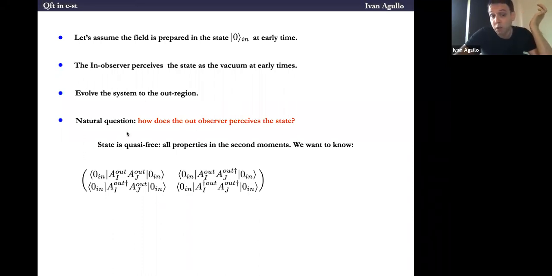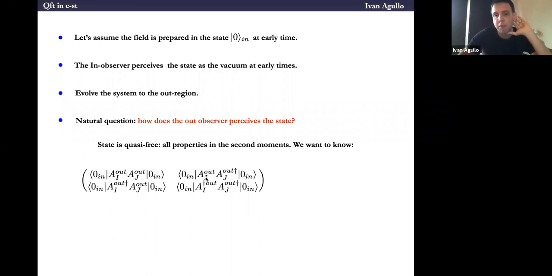Because the state is quasi-free, a Gaussian state, the in vacuum is a Gaussian state. All properties are encoded in the second moments. In particular, we can compute the second moments of the creation and annihilation operators of the out observer, A dagger, A dagger, and so on. If we compute that, we have fully characterized what the out observer will measure, will perceive.